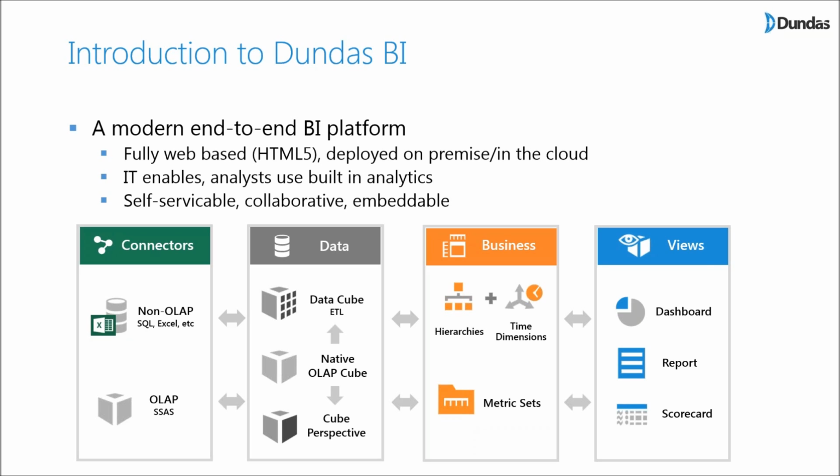So these are the 4 layers to Dundas BI. On the left, we have the connectors layer where you can connect to your data sources. After that is the data layer where developers can go in and create data cubes and mix and blend different data sources together. Then we move on to the business layer where it's more for a power user or a business analyst where they can use this existing data to create things like metric sets and hierarchies. And lastly, we have views such as dashboards, reports, and scorecards. Views can use a combination of any of the previous 3. So on a view, you can place an existing metric set or put some data from a data cube or raw data from a database.